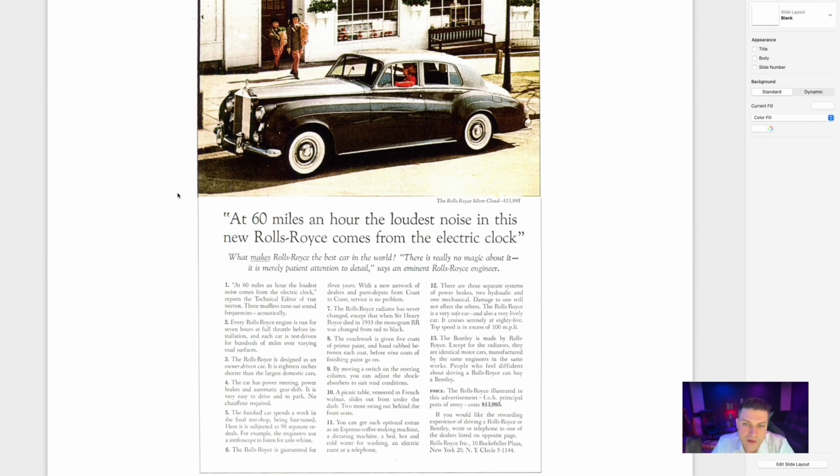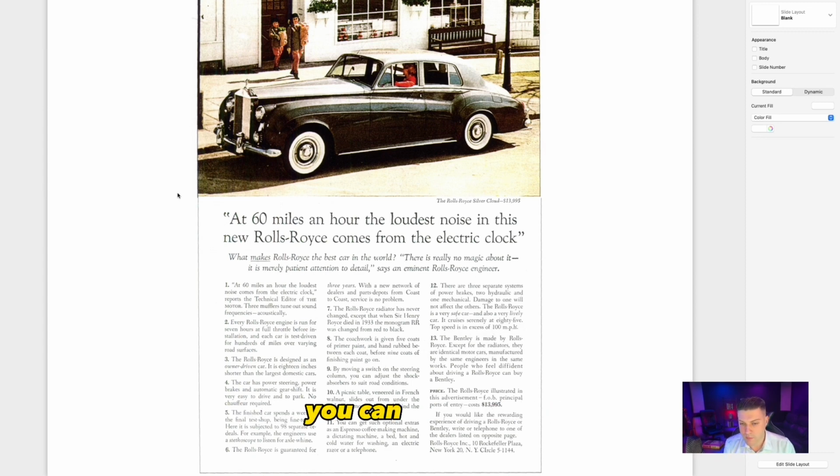like, oh, it's got 6 lug nuts and it's got a V12 engine, because that doesn't really tell you anything. But if you tell them it's the quietest, that at 60 miles an hour the loudest noise comes from the electric clock, it tells you how quiet it is. So he's using a little bit of story, a little bit of detail in his bullets to grab your mind, pull you in, and show you the benefits.